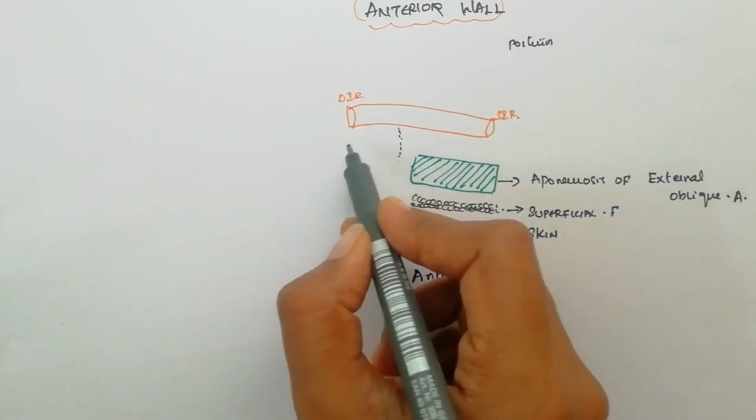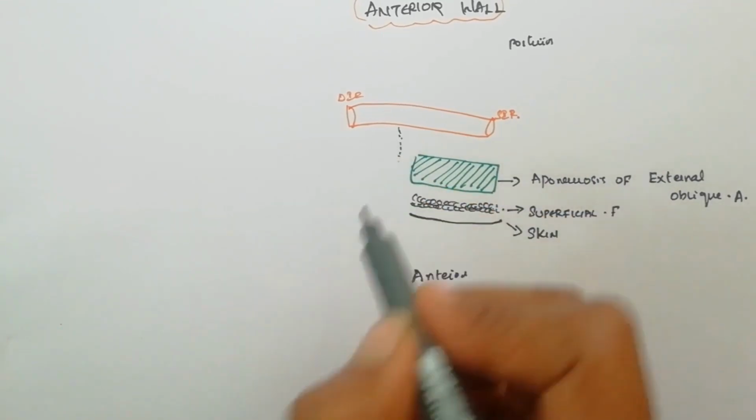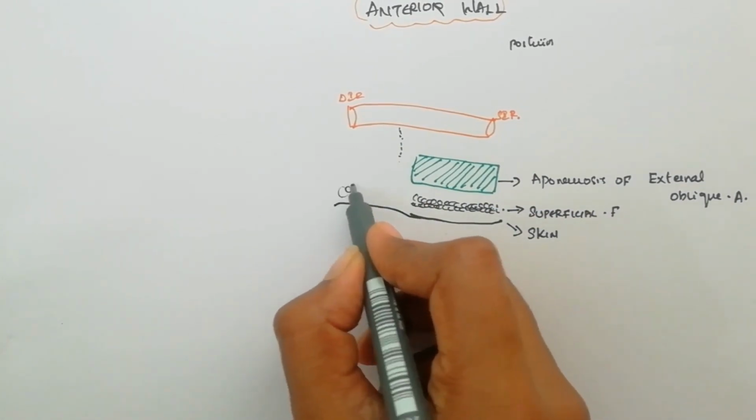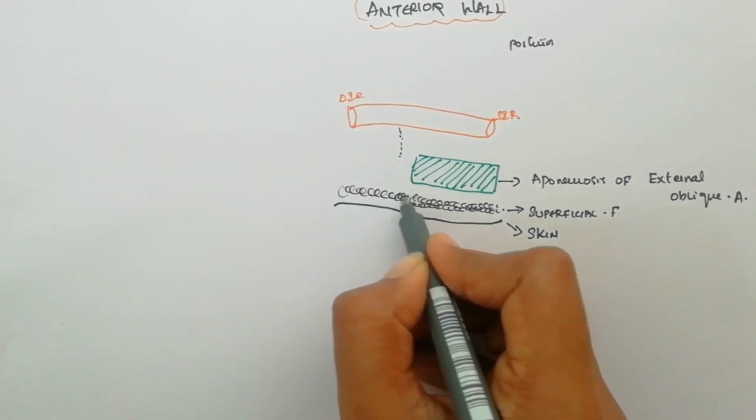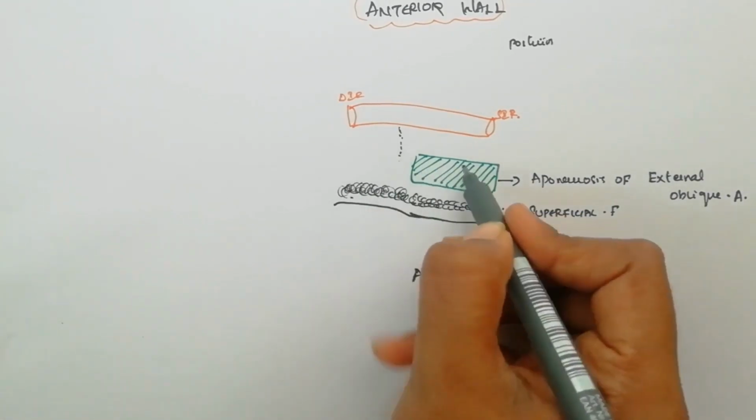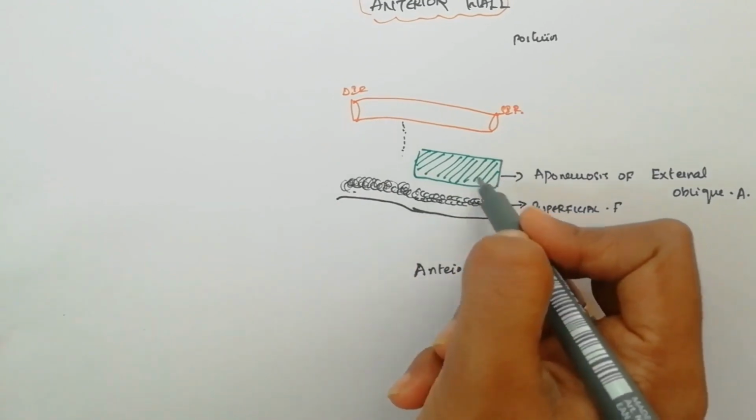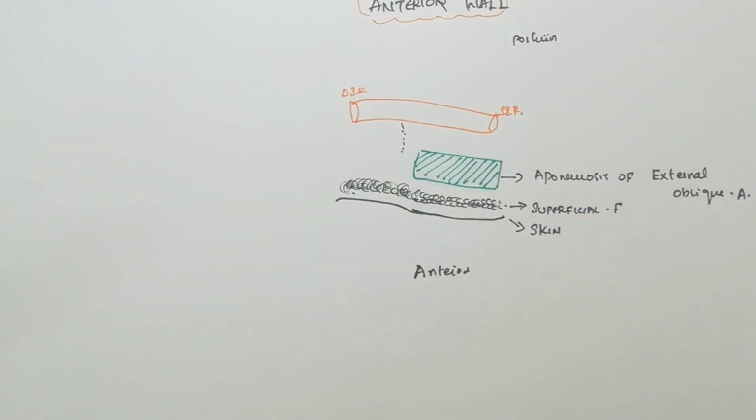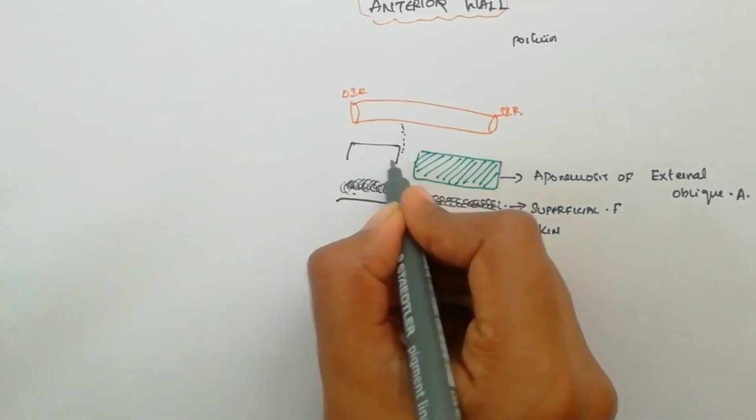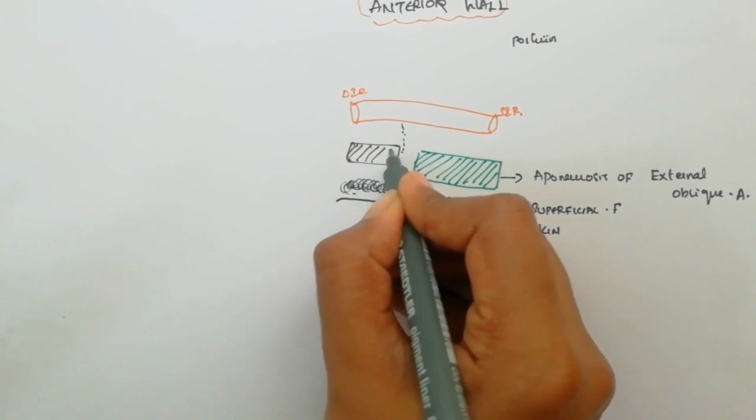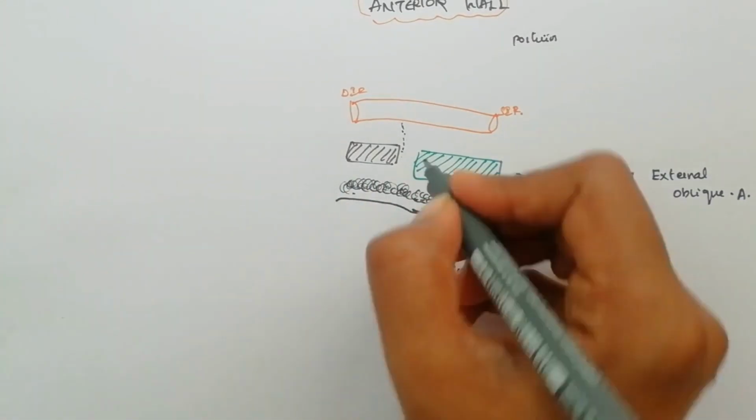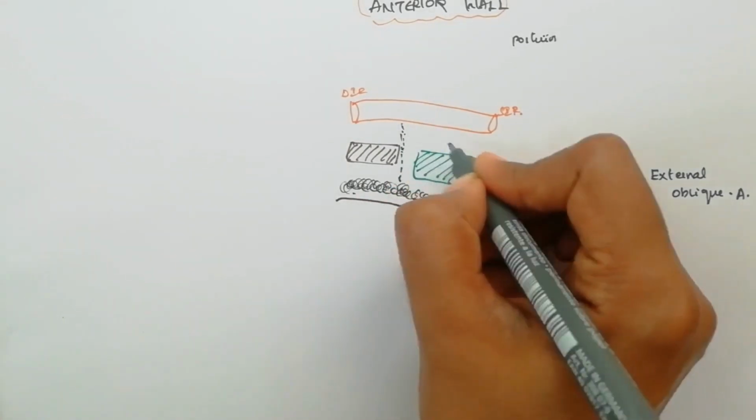And talking about the lateral aspect, we have skin and superficial fascia extending. So skin and superficial fascia are common for the medial and lateral aspects. But in the lateral aspect, instead of the aponeurosis of external oblique, we have muscular fibers of internal oblique abdominis. So this is the difference between the medial and lateral aspect.